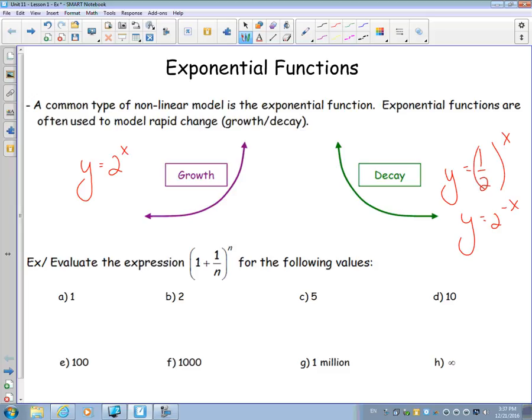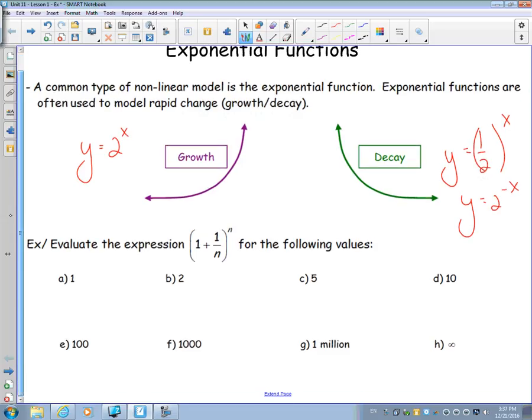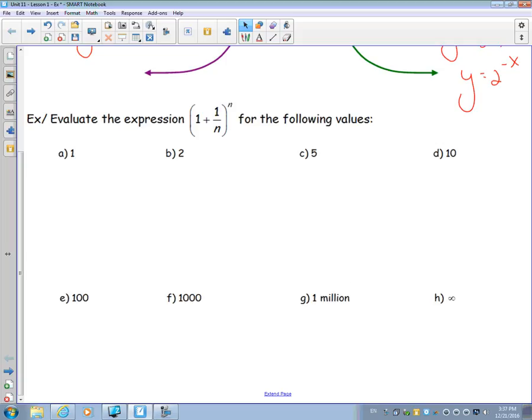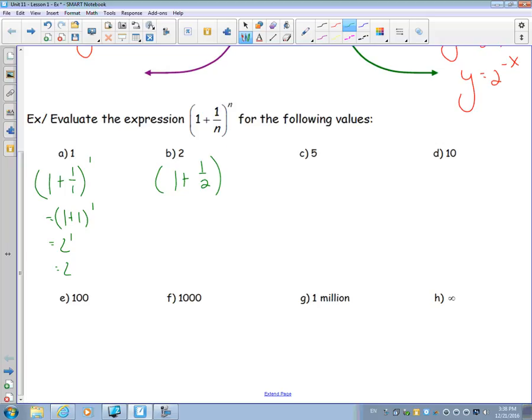Okay, just to get ourselves started on this topic, we're going to learn about a new number today. So I've got a series of numbers here, and I've got an expression for you. I want you to evaluate this expression using our series of numbers. So for example, let's say n is 1. Using this expression, I end up with 1 plus 1 over 1 to the 1, which is 1 plus 1 to the 1, which is 2 to the 1, or just 2. If I try the next one, we'll get 1 plus 1 over 2 to the 2, or in other words, 1.5 to the 2.